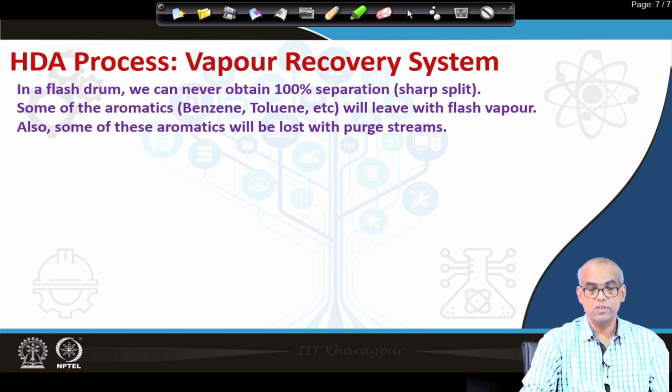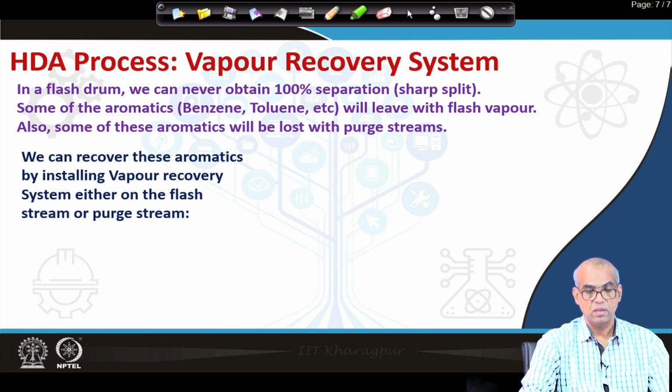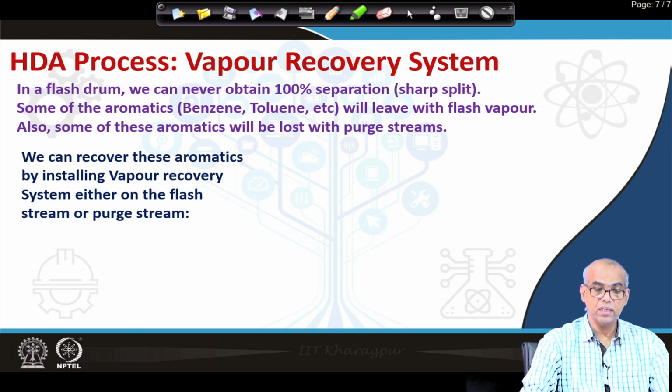Now, vapor recovery system. In a flash drum, we can never obtain 100% separation. Some of the aromatics such as benzene and toluene will leave with the flash vapor. Also, some of these aromatics will be lost with purge streams. So, what do we do? We can recover these aromatics by installing a vapor recovery system either on the flash stream or the purge stream.